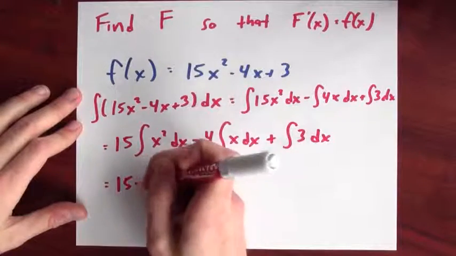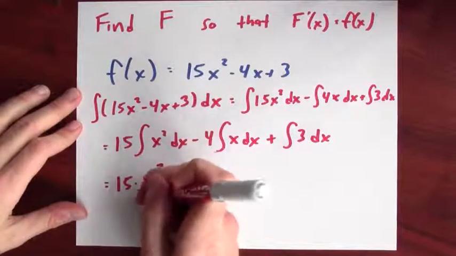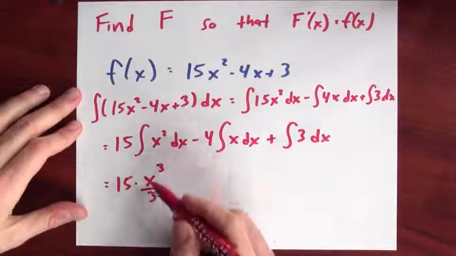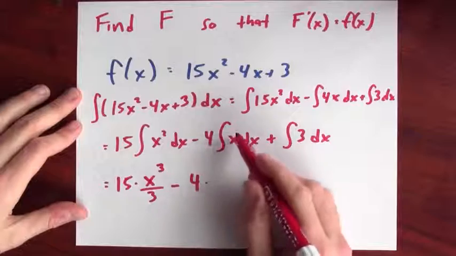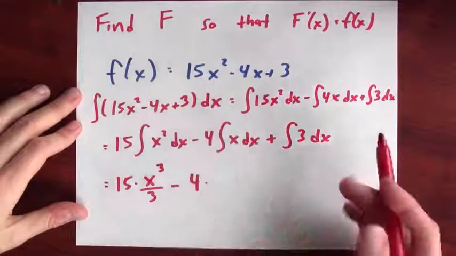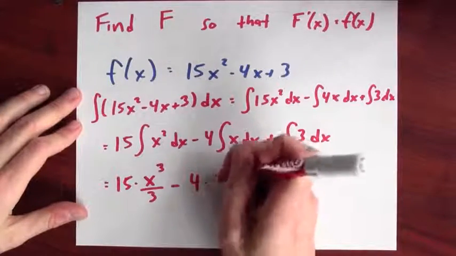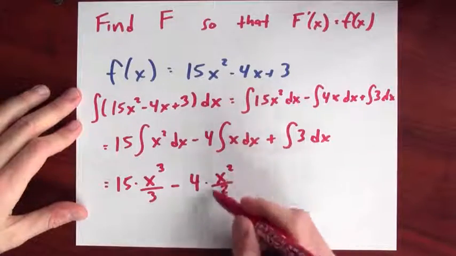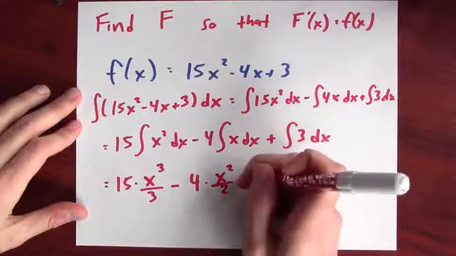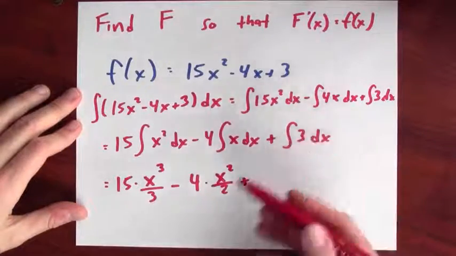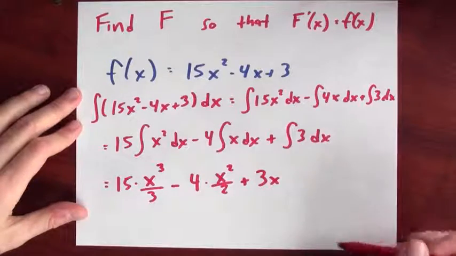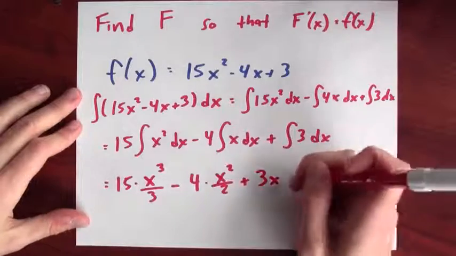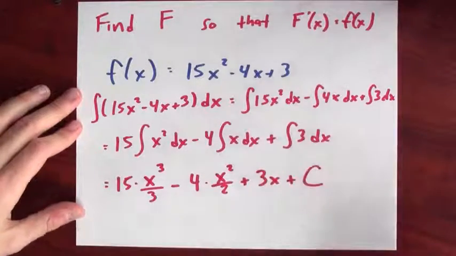Well, I know one. It's x to the 3rd over 3. That's the power rule running in reverse. Minus 4 times, there's an antiderivative of x, something that I differentiate to get x. Well, that's x squared over 2. If I differentiate x squared over 2, I get back x. And what's an antiderivative of 3? What's something I differentiate to get 3? Well, 3x is such a thing. And to write down the most general antiderivative, I'm going to add plus c here.